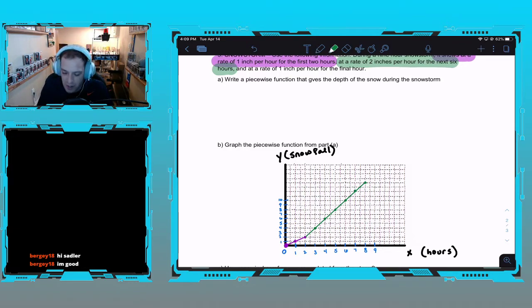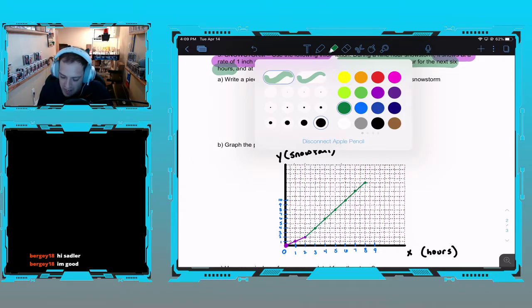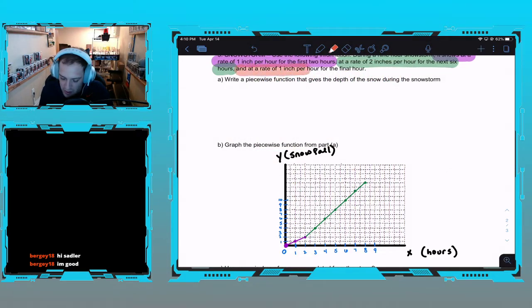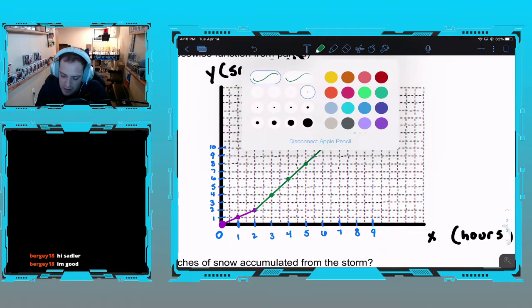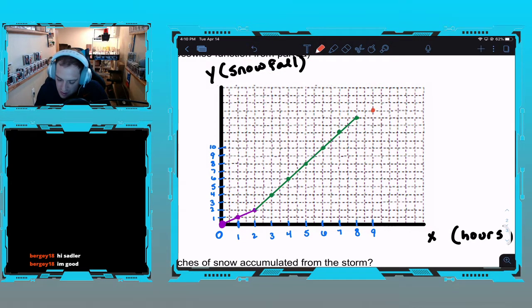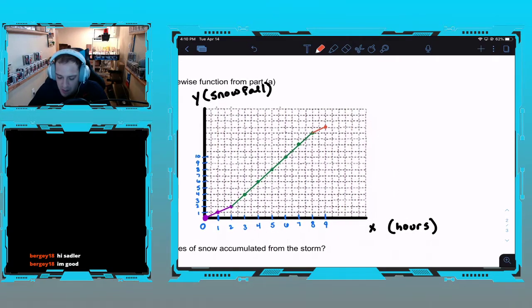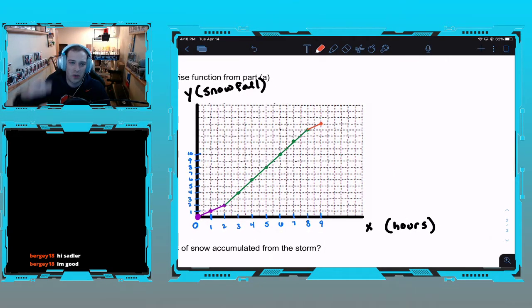Now the last part says that we're going to fall back and we're going to be doing a rate of 1 inch per hour for the final hour. So that last hour at 9 o'clock, it's only going to go up 1. So this is a piecewise function because there are 3 different pieces to it. And that's why I color coded it. We have the pink, the green, and the orange. So instead of scrolling back up to part A, I'm going to put the equation off to the right so then we don't have to keep scrolling up and down.